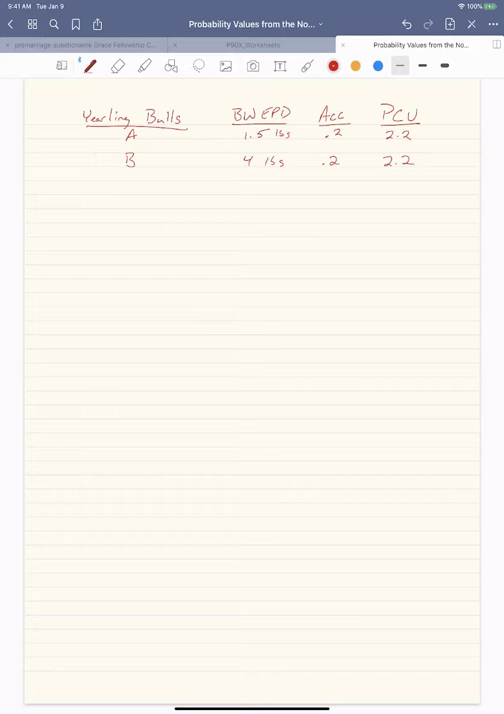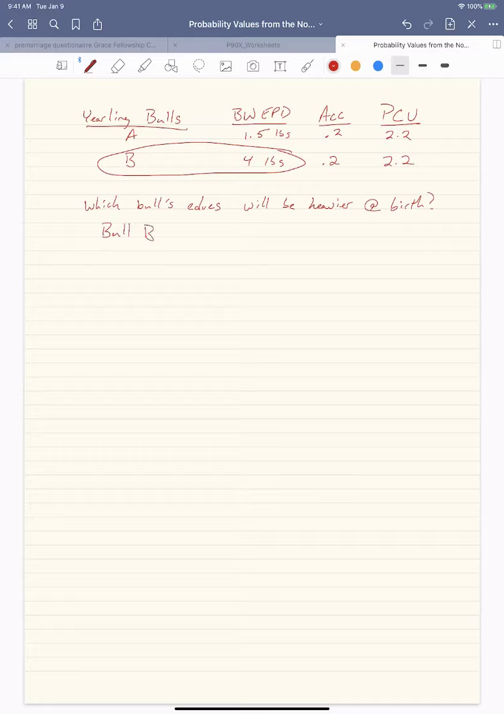So, fairly simple. I asked whose calves are heavier. So which bull's calves will be heavier at birth? That should be easy. It should be bull B has an EPD of 4, bull A has an EPD of 1.5. So it's going to be bull B. And how much heavier? That's going to be 4 minus 1.5, and that equals 2.5 pounds. So we expect bull B's calves to be 2.5 pounds heavier than bull A's calves at birth.